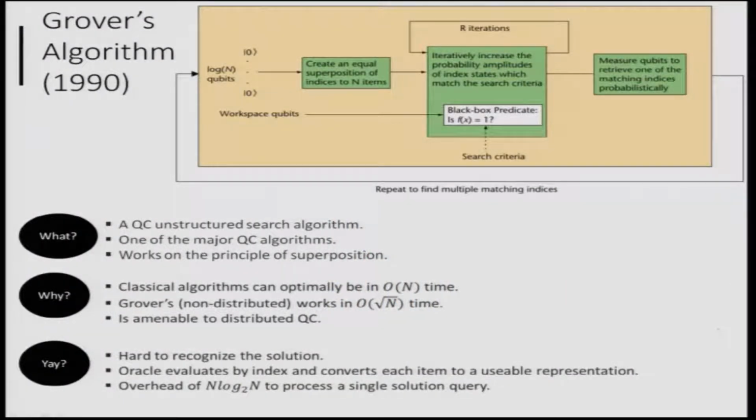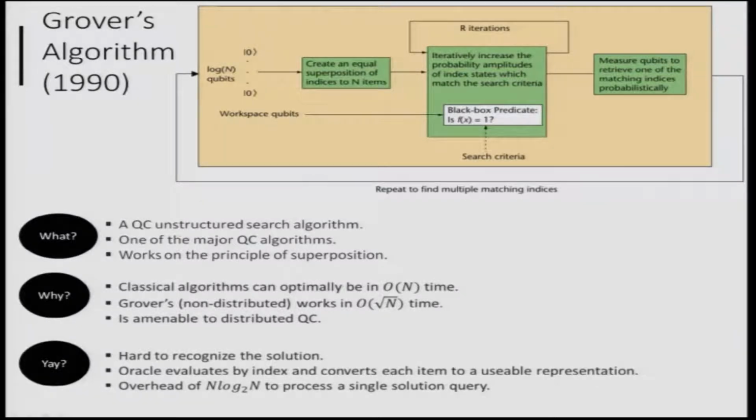It is then possible to extend such an optical scheme into a case where we can apply Grover's algorithm. So, in general, Grover's algorithm essentially utilizes a superposition of qubits, which is iteratively manipulated to increase the probability amplitudes of the index states which match the search criteria, and the search criteria is provided through an oracle, and then finally the qubits are measured to retrieve one of the matching indices probabilistically. And so, this is followed multiple times for the matching indices to work.